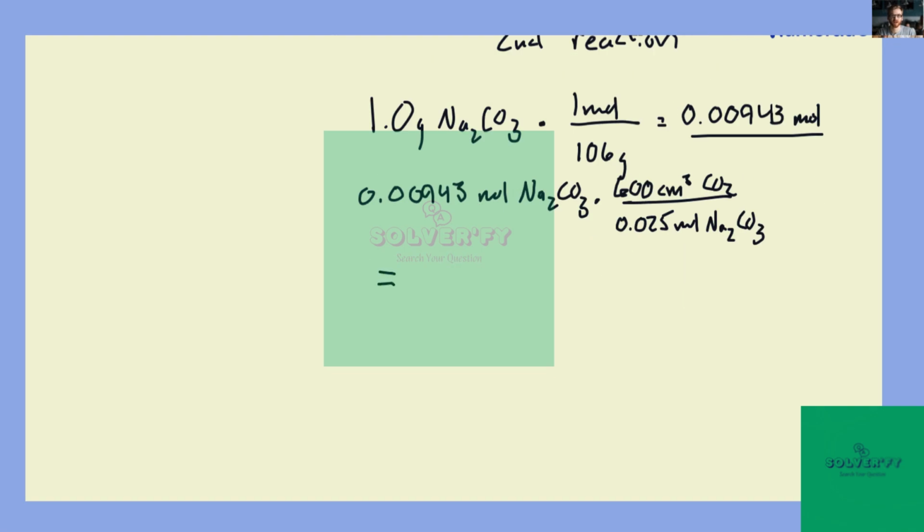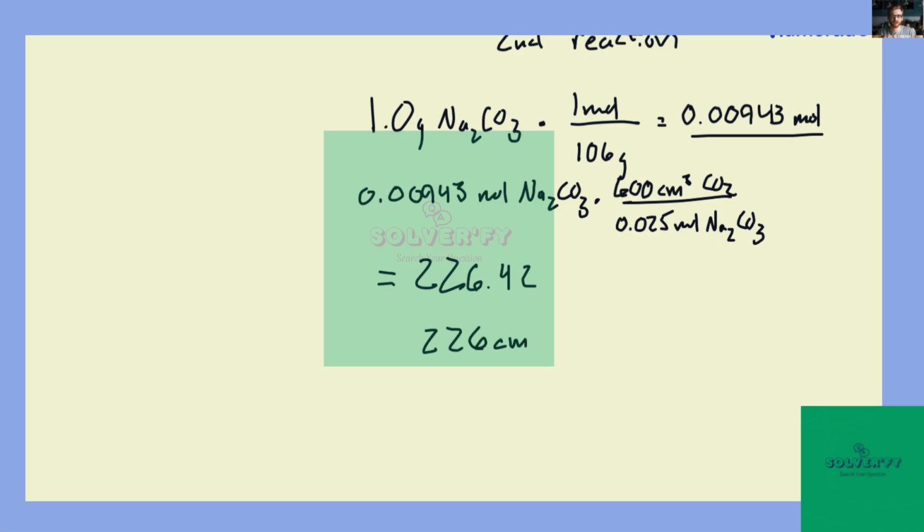And what do we get out from here? Let's do the math. Take that number, divide it by 0.025, multiply it by 600. And we do get slightly more than 200. We get 226.42, right, which we can round using sig figs to 226.